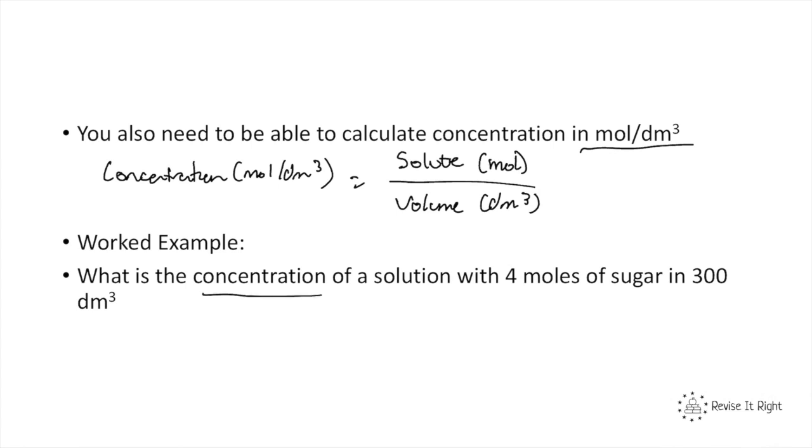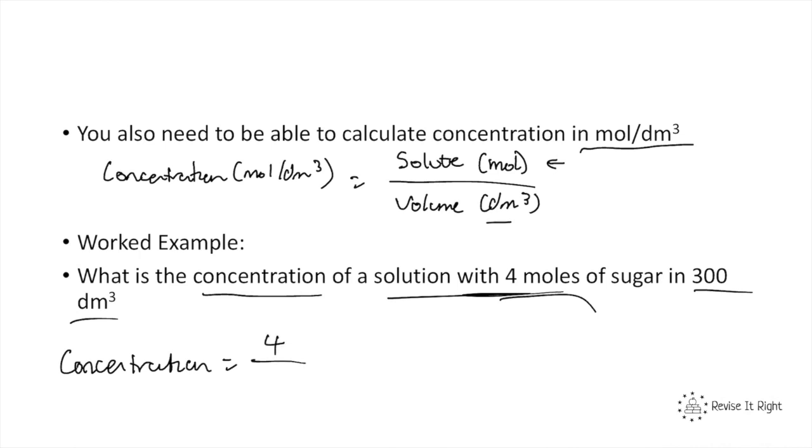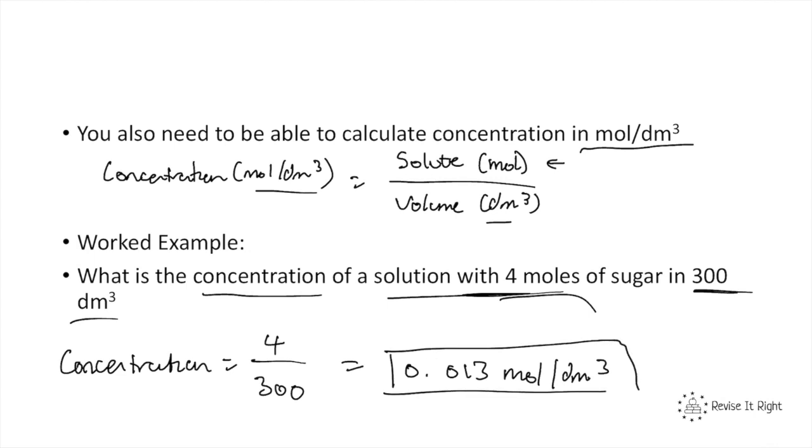What is the concentration of a solution with 4 moles of sugar in 300 decimeters cubed? So we're working out our concentration, so concentration is equal to, and we need the solute in moles. So we've got 4 moles here, and that's going to be divided by the volume in decimeters cubed. Now that's 300 decimeters cubed, so concentration is 4 divided by 300. We pop that into a calculator and we get 0.013. Now the units here are moles per decimeter cubed. And that is our answer to that question.